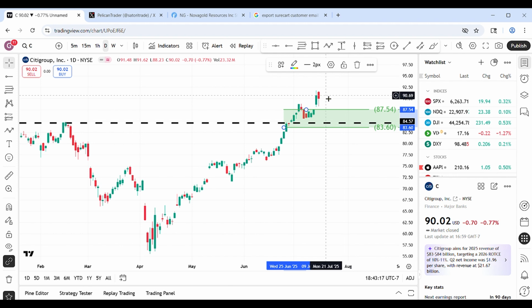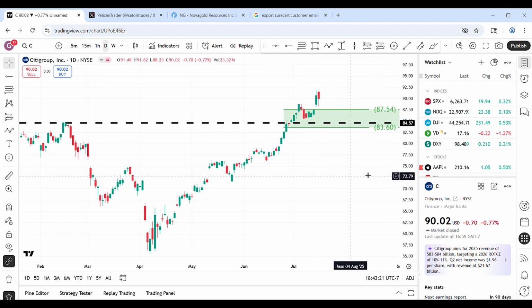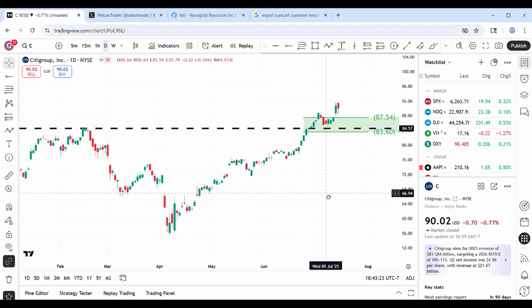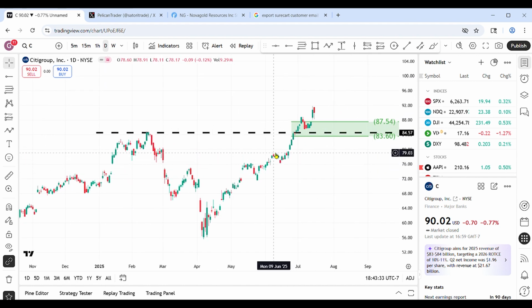Okay, so if we get a pullback to there, that's kind of the way the market structure works. The market participants will often behave that way. They'll go back and try to pick up some more stock at lower prices before heading higher. But there is a support level down here that is so much below current price, I'm just not going to spend any time on right now because time is money.